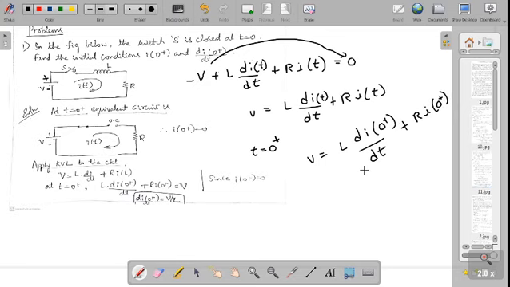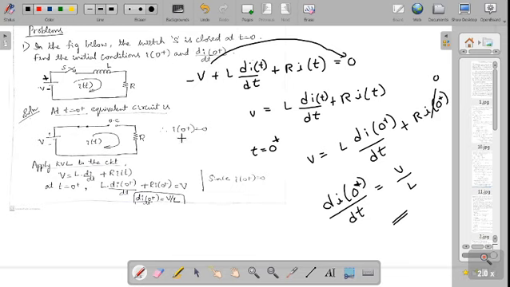So what is the value of current I of 0 plus? It is equal to 0. So V, since I of 0 is 0, R into 0 will be 0. Only this much is left over. So d of I of 0 plus divided by dt will be equal to V by L, taking this L to the other side. So this is the required variable which they have asked for in the problem.